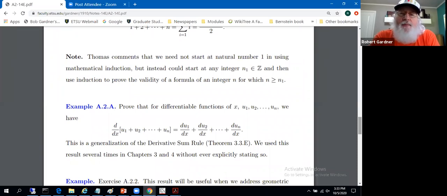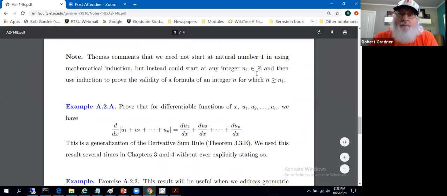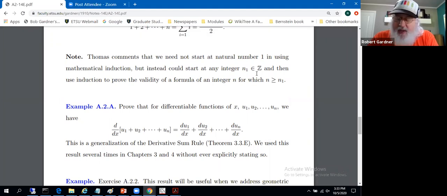Thomas makes a comment. You don't need to start at 1. We could start at any natural number, call it n sub 1. And then if we apply the principle of induction, show the formula holds for n sub 1, some natural number, some integer even. And we show that if the formula holds for k, then it holds for k plus 1. Then we can conclude that this formula holds for all n greater than or equal to n sub 1.